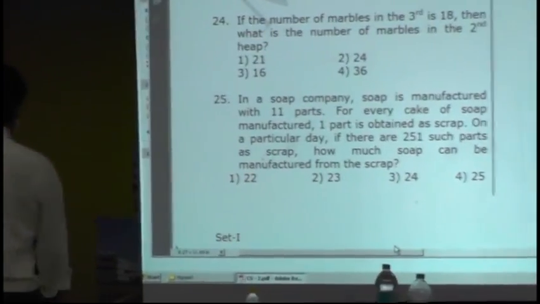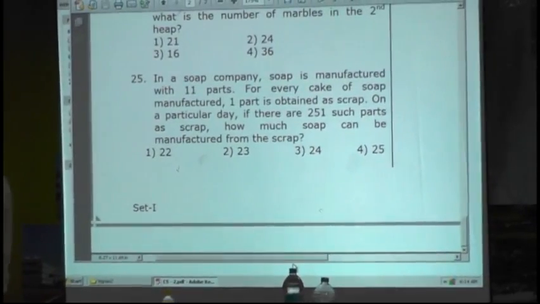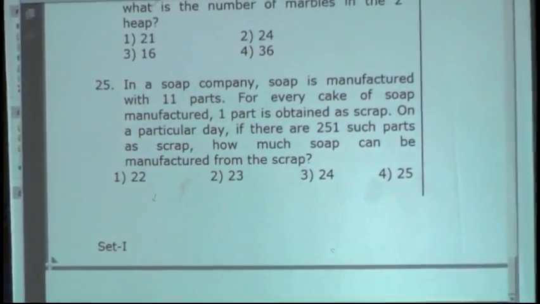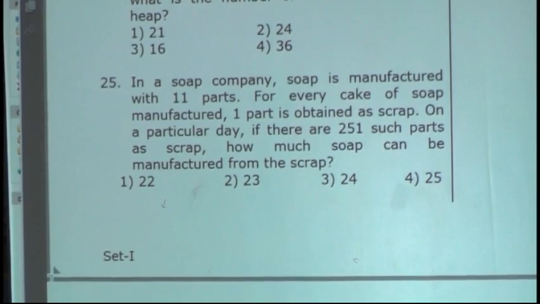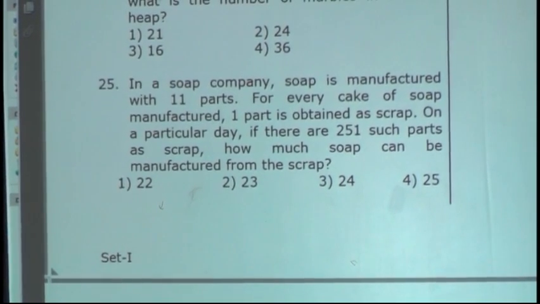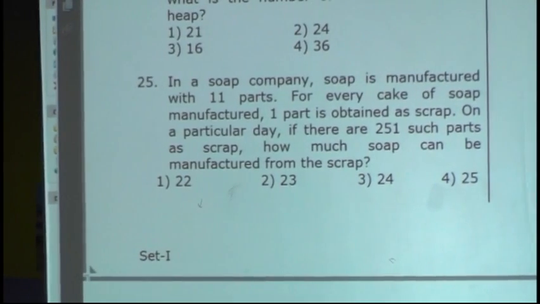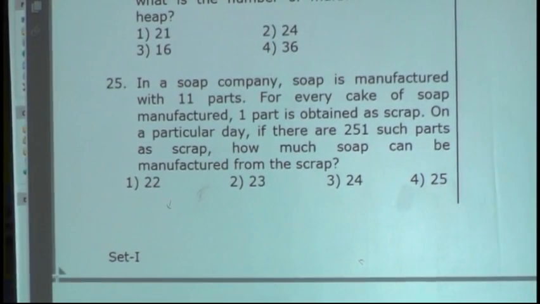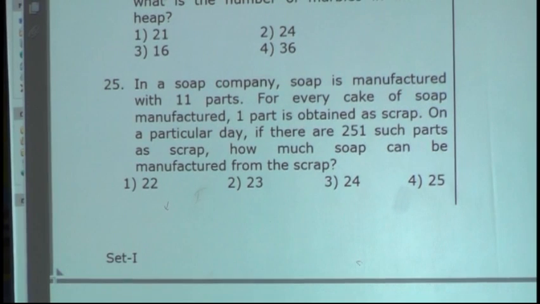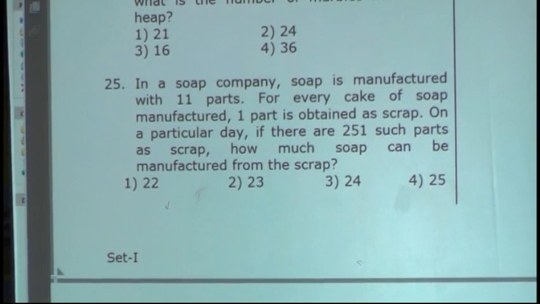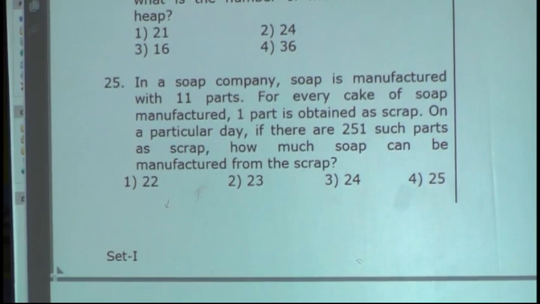Now, last problem. In a soap company, soap is manufactured with 11 parts. For every cake of soap manufactured, 1 part is obtained as scrap. On a particular day, if there are 251 such parts as scrap, how much soap can be manufactured from the scrap?